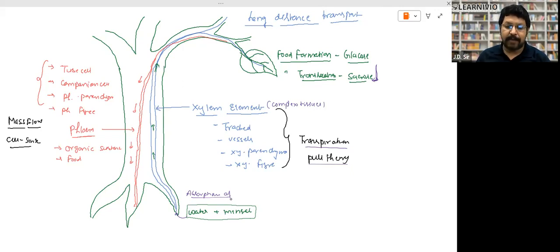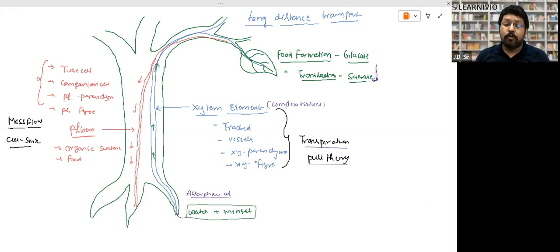Water and mineral are absorbed from the soil, right? So this absorbed water and mineral are transported through the xylem to the leaf, right? Xylem element is a compound tissue, so it is made up of more than one kind of cell. So what are those cells? It is made up of basically four kinds of cells: tracheids, vessels, xylem parenchyma, and xylem fiber. These four kinds of cells make up xylem tissue, right?